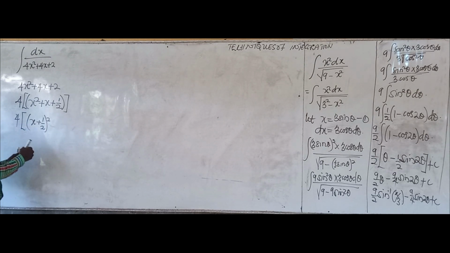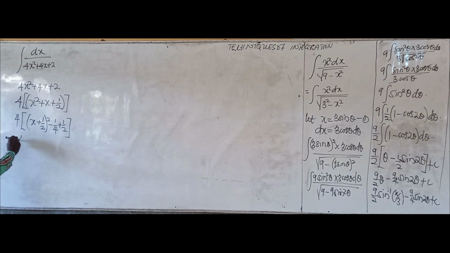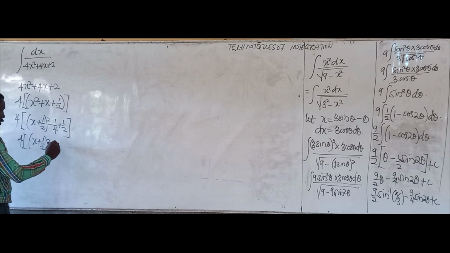There is no 1 over 4 here, so I will subtract 1 over 4. This negative 1 over 4 will neutralize the positive 1 over 4 that will be born out of the expansion of x plus half squared. Then plus this half. So we shall have 4 multiplying x plus half squared plus, because negative 1 over 4 plus half will give us 1 over 4.